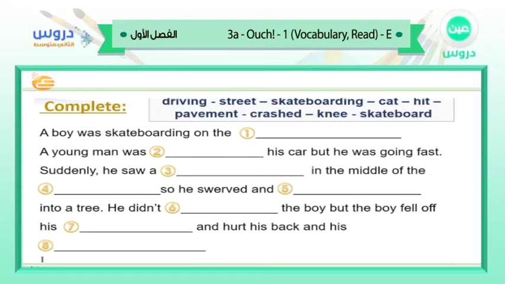Okay, let's fill in the blanks. This is the whole story, everybody. We have these words: driving, street, skateboarding, cat, hit, pavement, crash, knee, and skateboard. So let's complete the story. A boy was skateboarding on the... A young man was his car, but he was going fast. Suddenly, he saw a... in the middle of the... So he swerved and... into a tree. He didn't the boy, but the boy fell off his and hurt his back and his.